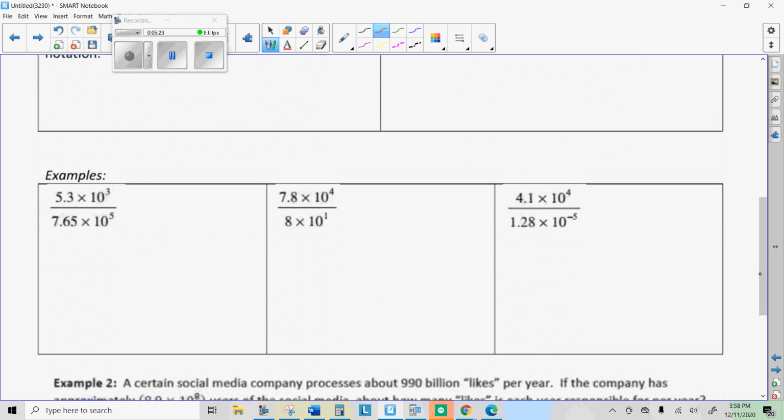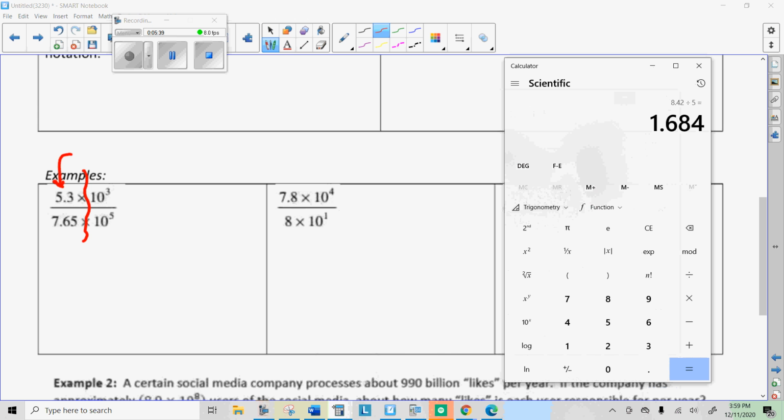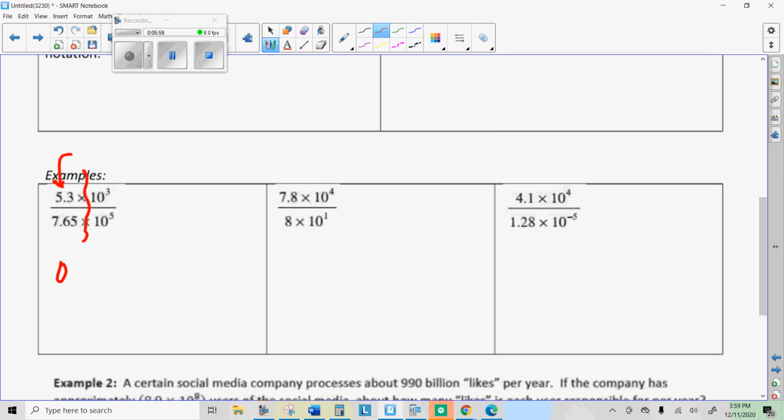All right. I'll do this first example with you, and then I'll let you try a couple. So you want to kind of split it up. So divide the two regular numbers first, and then deal with the powers of 10. So I'm going to do 5.3 divided by 7.65. And that is a really long number. When you get a number like this, let's just make it a habit of rounding to the nearest hundredth. So if I round to the nearest hundredth, that would be 0.69.